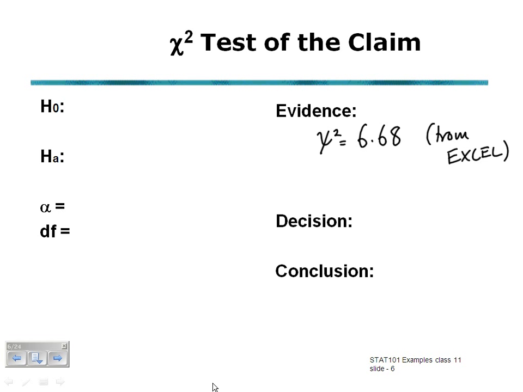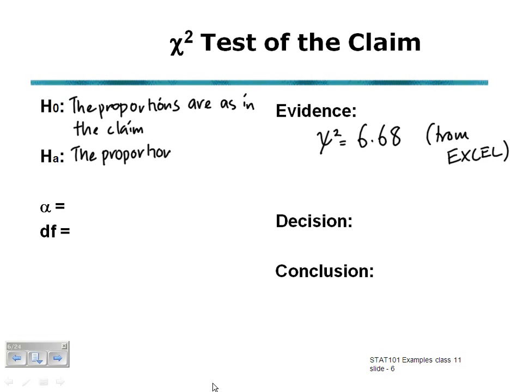What are the hypotheses? We're doing a hypothesis test for the claim. The null hypothesis would be that the proportions are as in the claim. So that's what we're saying is the observed values support the expected values. And the alternate hypothesis, if we have evidence to reject the claim, is that the proportions are not as in the claim. So we've got evidence that the claim is incorrect if we can reject the null hypothesis.